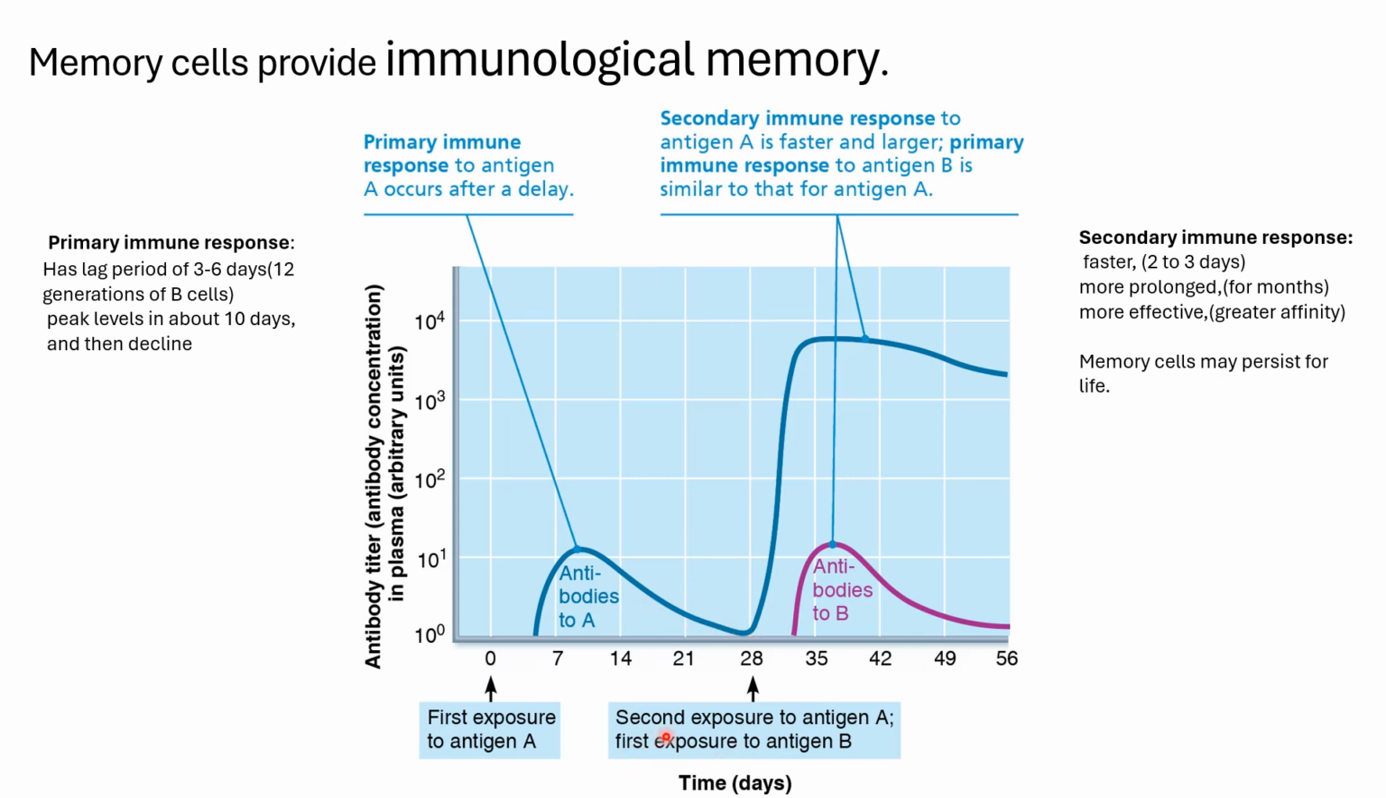But when there was a second exposure to antigen A, this is the response. See, it is such a massive response that it only took 2 to 3 days, and this response is bigger and more prolonged. It can last for months. So this is unlike the response to another new antigen B, because that is a primary response, so it is a smaller response.